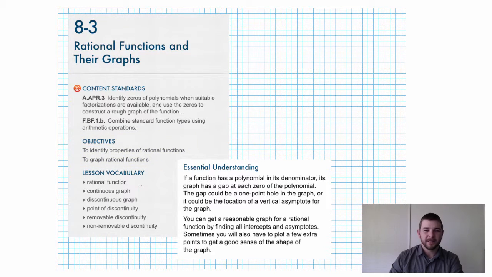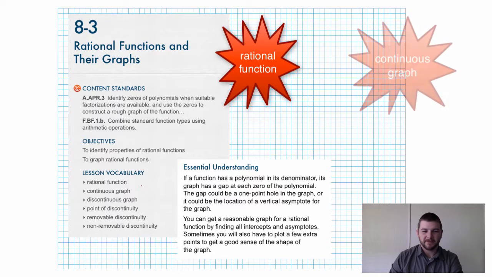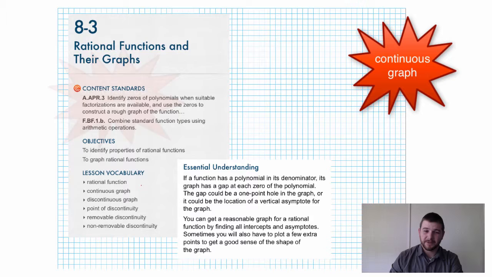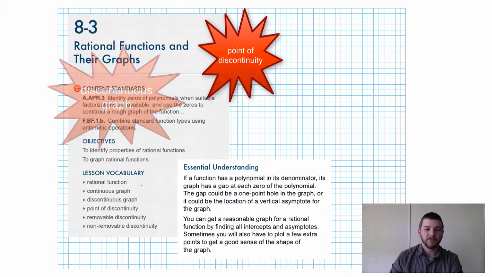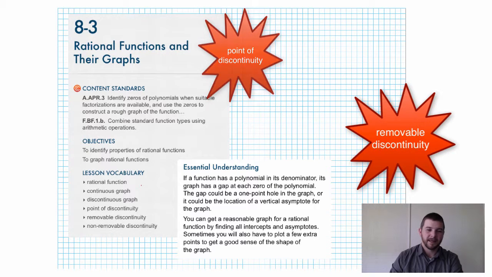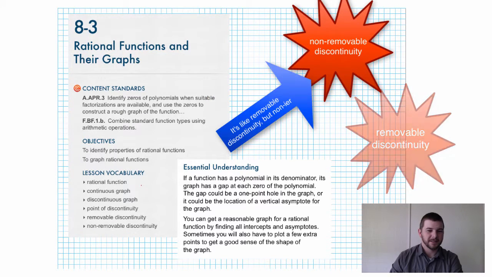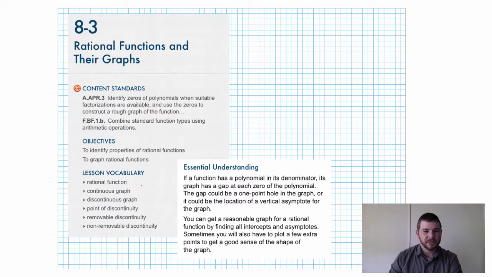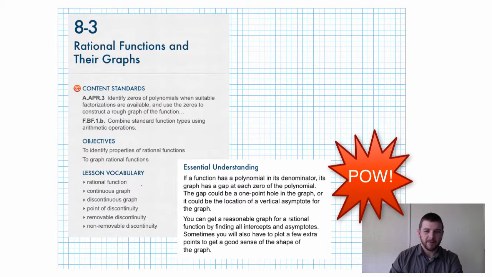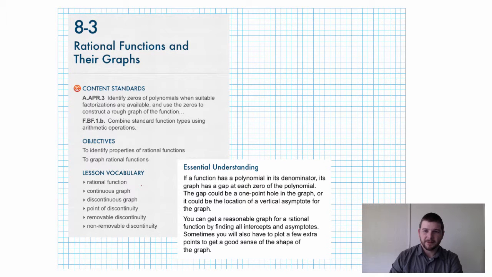There's quite a bit of vocabulary in this section. Rational function, continuous graph, discontinuous graph, point of discontinuity, removable discontinuity, and non-removable discontinuity. Throughout the videos, I will try to have those firecracker explosion type badges pop up when I discuss vocab. So that'll be a good time to take notes or take special care to remember the vocabulary and its meaning.